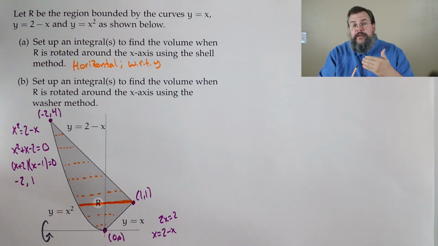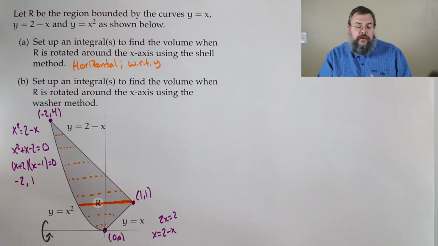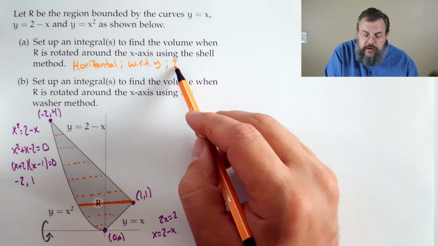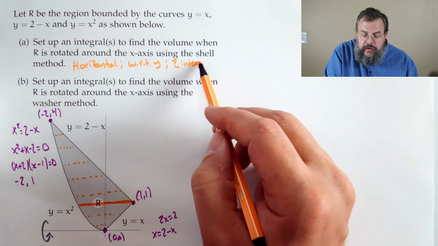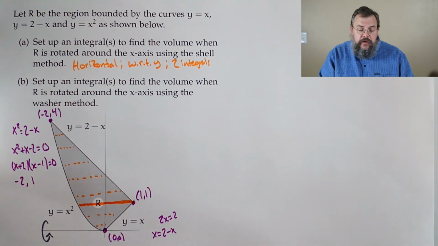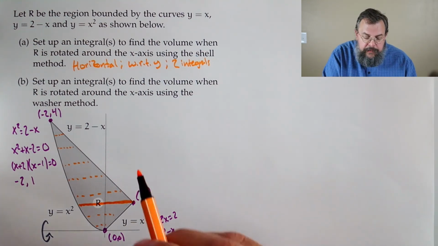Now, every time there's a transition, we have to split our integral because we have to account for the fact that there are two different behaviors. So when we do part A, we're going to have to do two integrals, one for each type of behavior. Well, it is what it is, right? Let's set up part A.